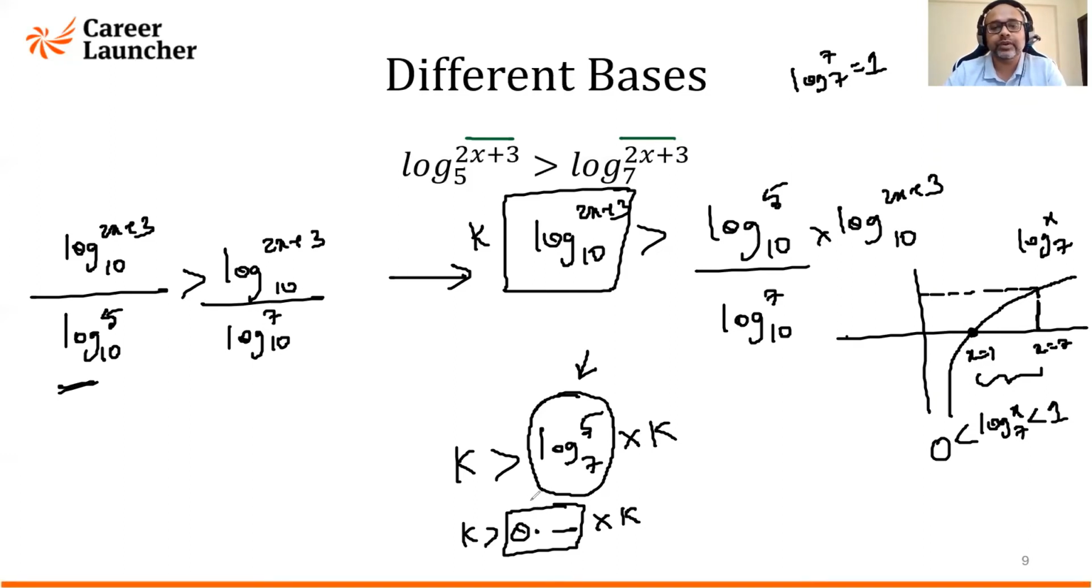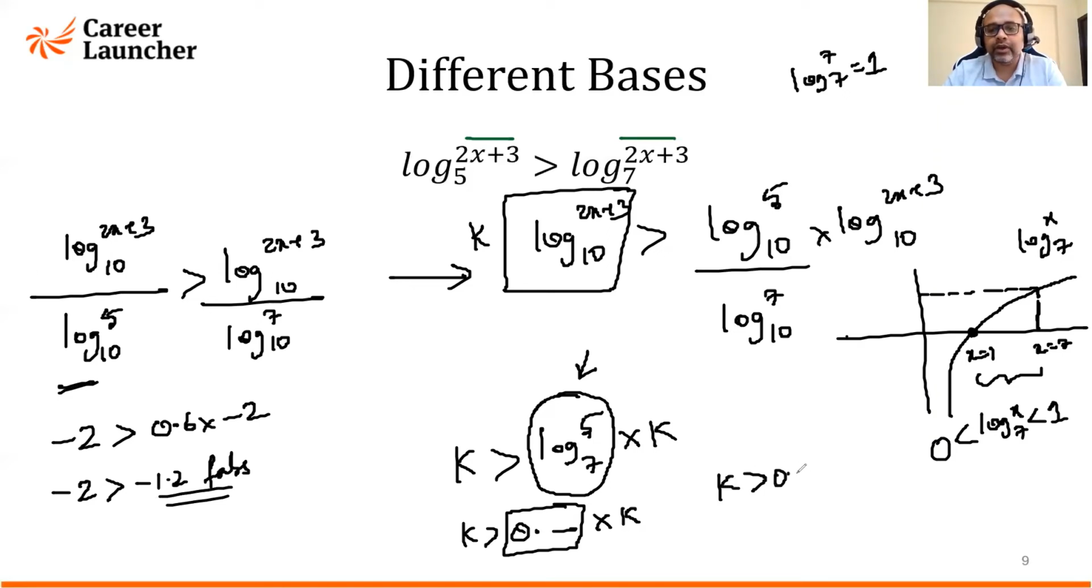This is clearly possible, and this is true only for positive numbers. Remember guys, for negative numbers it's the reverse. If you take minus 2 is greater than, let's say, 0.6 into minus 2, is this true or false? You will notice that this is false. So if you take k greater than 0.6 as an example into k, this is true only for positive numbers, which means k has to be positive.